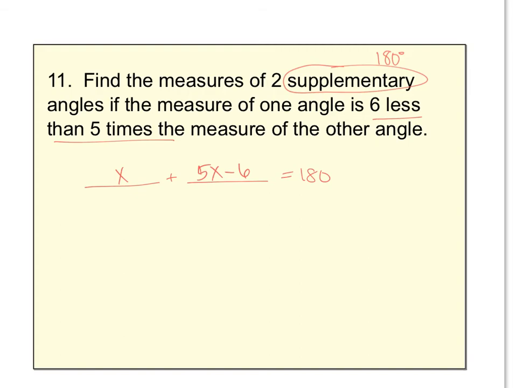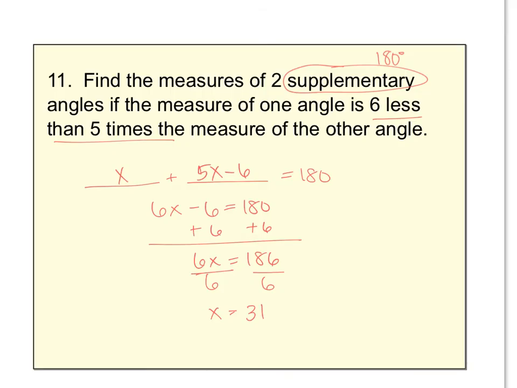Now you need to solve this. And so you're going to add your like terms. You have 1x and 5x. That's going to make 6x minus 6 equal 180. Add your 6 to both sides. So then you have 6x equals 186. Divide by 6. If you need to grab your calculator, go right ahead. 6 goes into 18 3 times, 6 goes into 6 once. So I think it's 31.